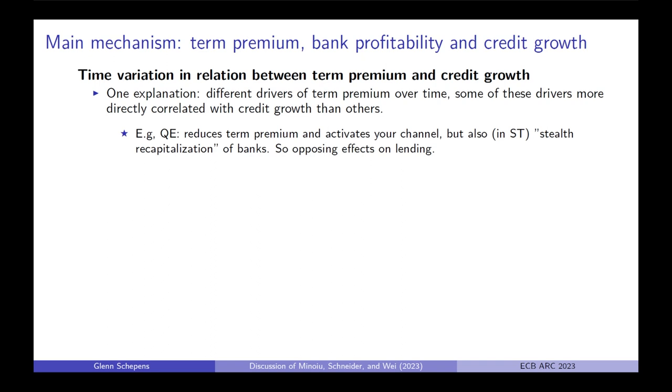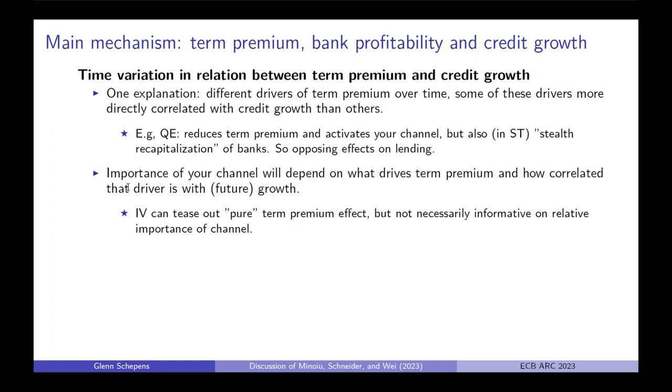So one explanation there is that, of course, there might be different drivers over time of the term premium. And some of these drivers might be more directly correlated with credit growth than others. You gave the example of QE already during your talk. QE will reduce the term premium and might activate your channel. But at the same time, there might also be the stealth recapitalization that has an impact on credit supply.